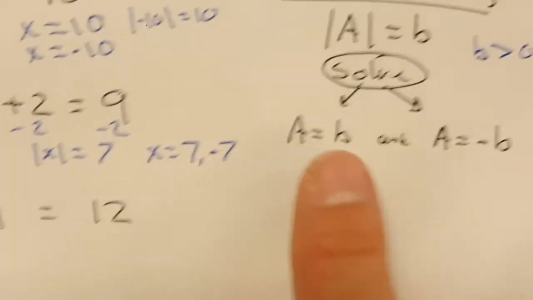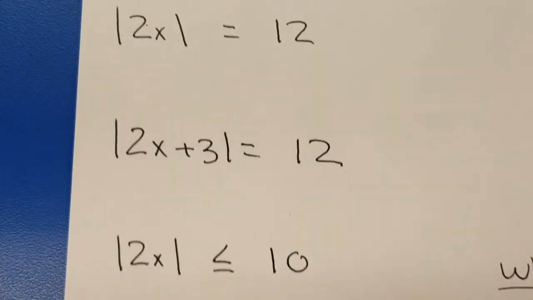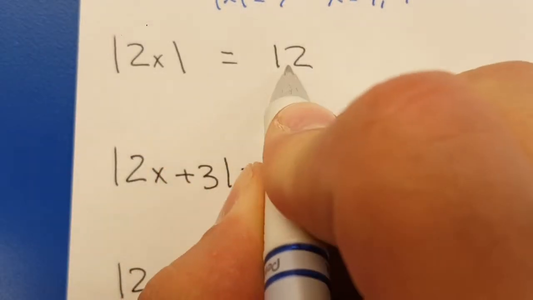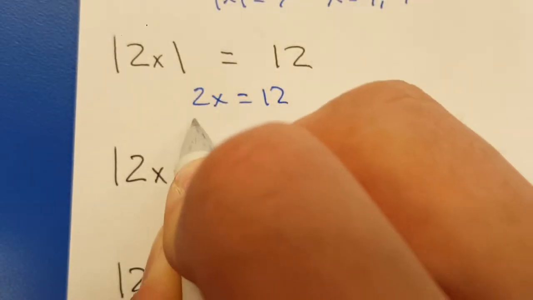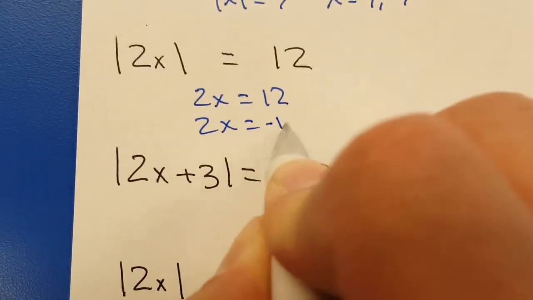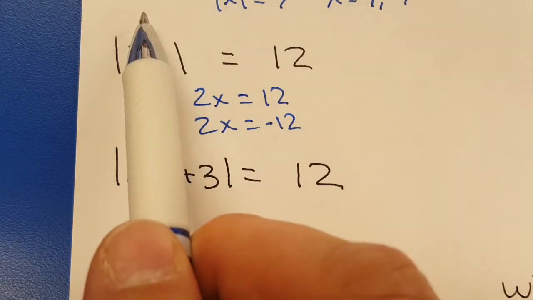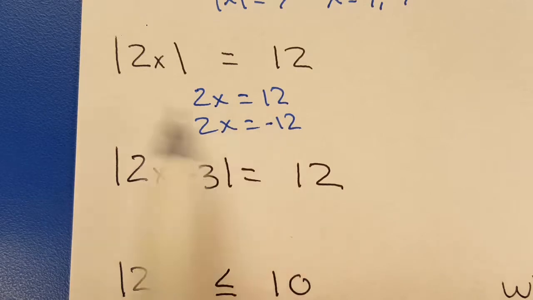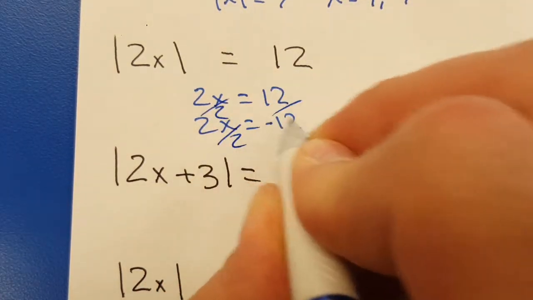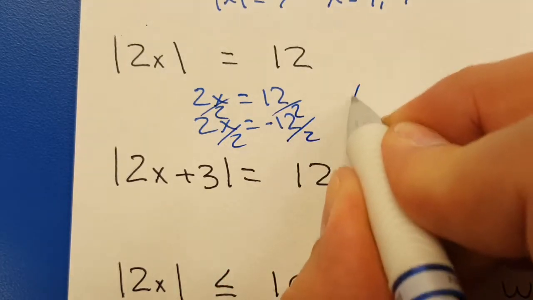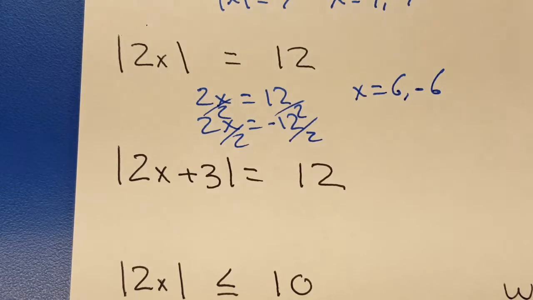So here's the rule. The absolute value of stuff equals a positive number. Well, here we go. Set it equal to the positive and the negative versions of 12. So 2x has to equal 12, and 2x has to equal negative 12. If you cover this up, what are the only two numbers that could go in there? Well, 12 and negative 12. So divide by 2, divide by 2. X is going to equal 6 and negative 6. There we go.